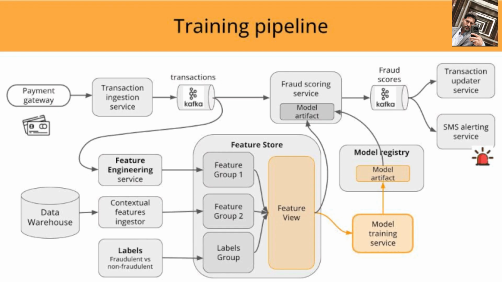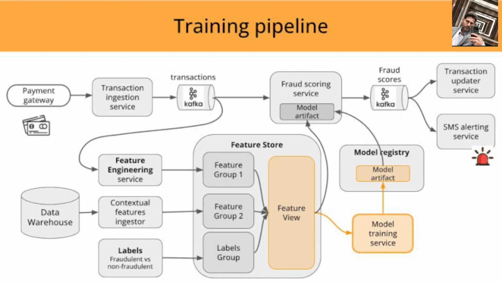Often, in real-time systems, the data then flows through a message broker like Kafka. Think of Kafka as a super-efficient highway for data, allowing different parts of the system to communicate and process information asynchronously and reliably. Here, the raw transactions.